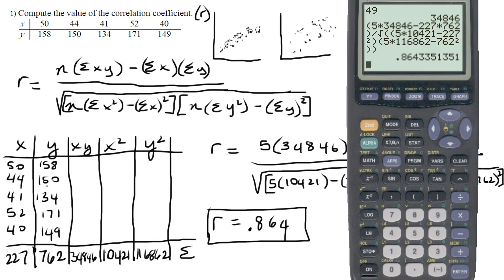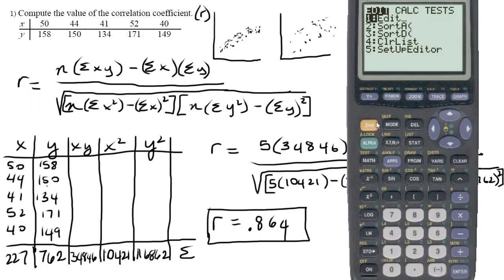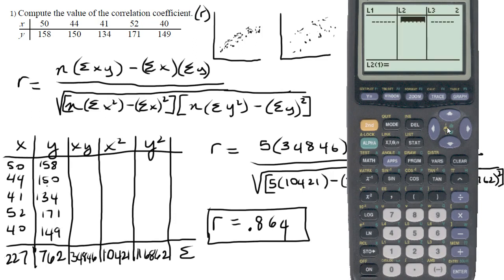Okay, here we go. So I'm going to hit stat, because I'm entering some statistics, and edit. So edit these lists. L1, I'm going to put my X values. L2, I'll put my Y values. All right, so 50, 44, 41, 52, 40. And then L2, I'm putting my Y values, 158, 150, 134, 171, 149. So my X values are in, my Y values are in.